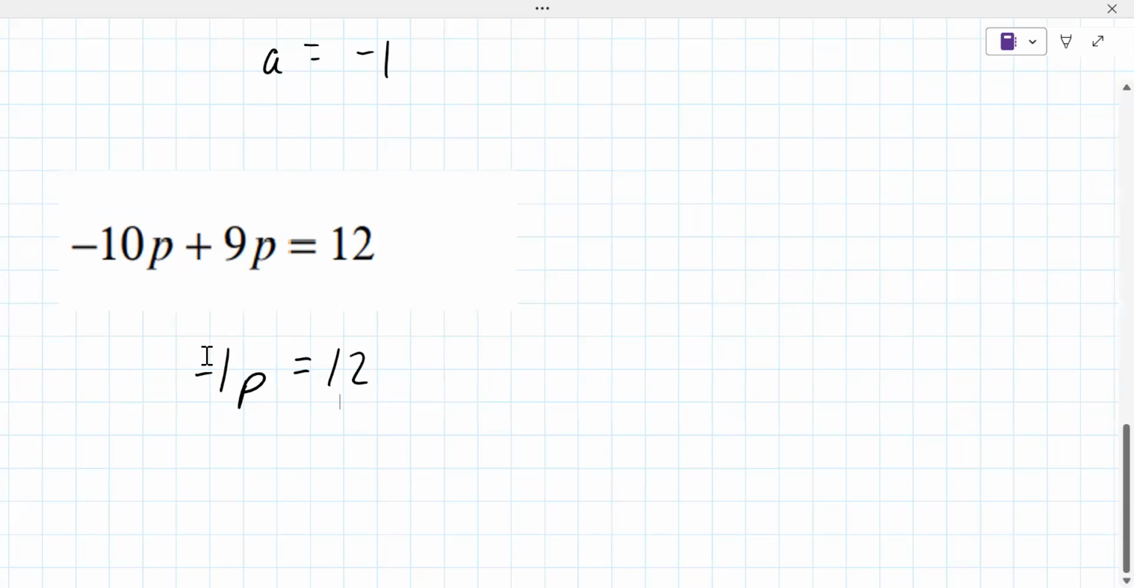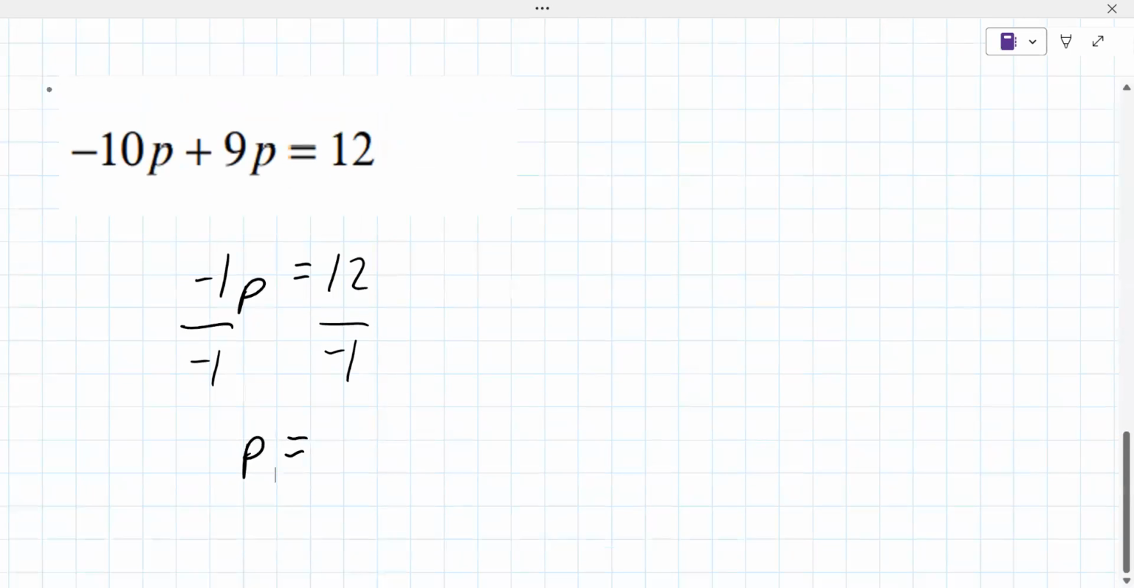Now, how do you undo this number in front of p? You have to divide both sides by 1. Not 1. What's the number in front of p? -1. Right, and that's what you divide by. So you divide both sides by -1. What does that become? -12. Very good.